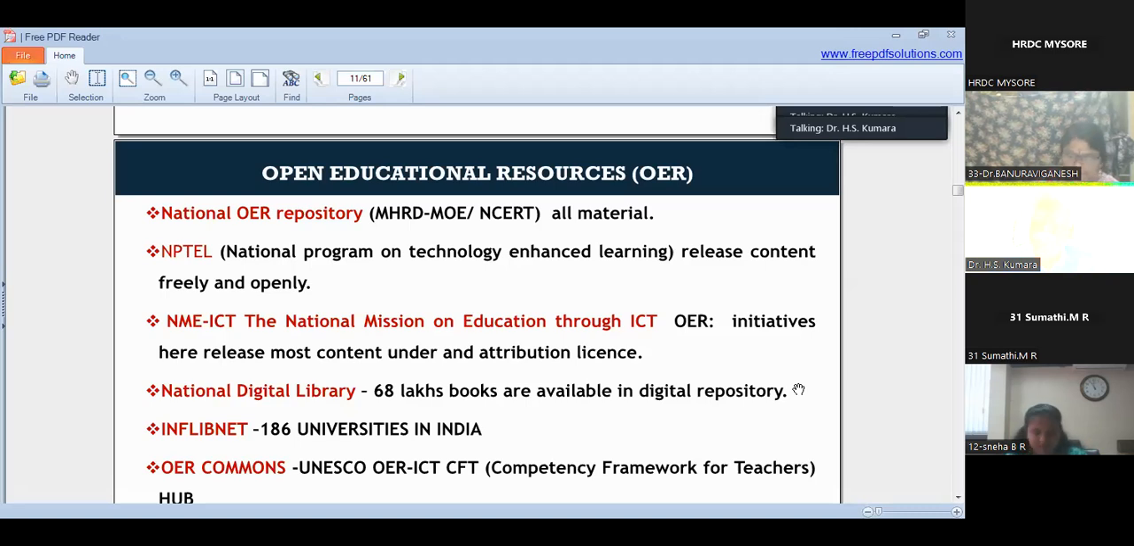Then again, the INFLIBNET. By and large you are all well versed with INFLIBNET, which works under the University Grants Commission. In the earlier context, the journals subscribed by the UGC were directly linked with INFLIBNET, and all the universities were accessing some of those journals. Then also UNESCO, there is OER Commons. So these are some of the things exclusive to OER for ICT.